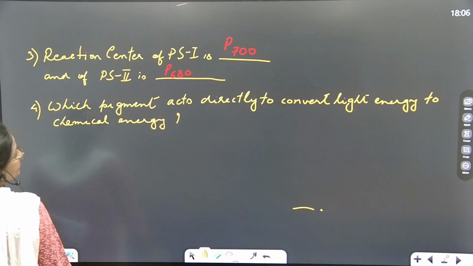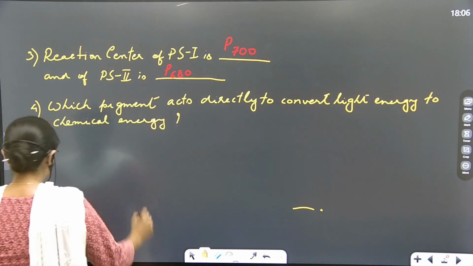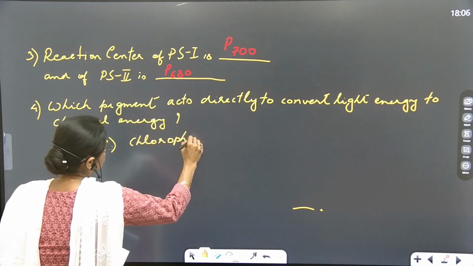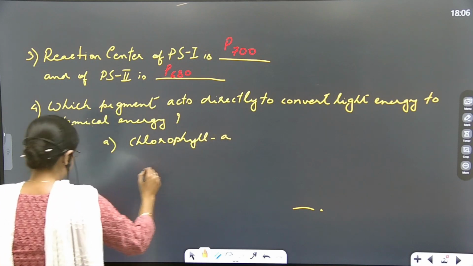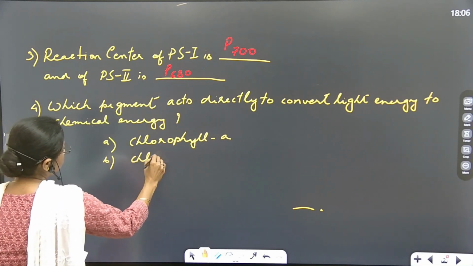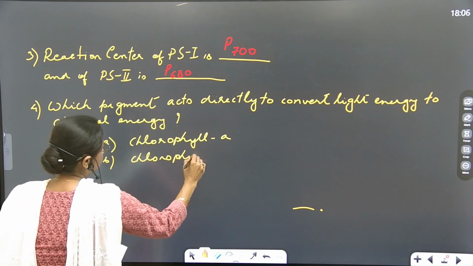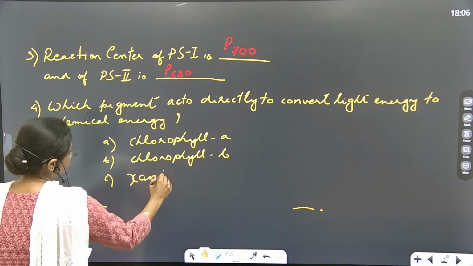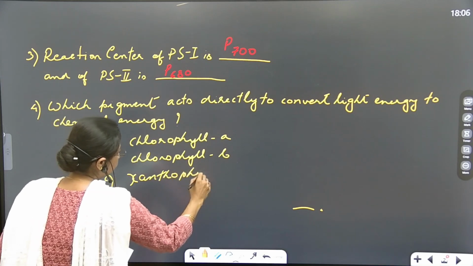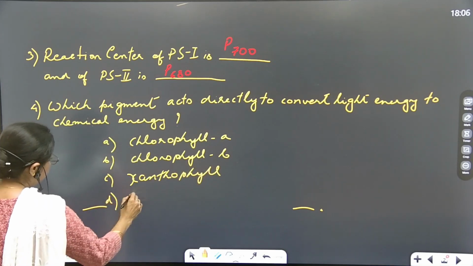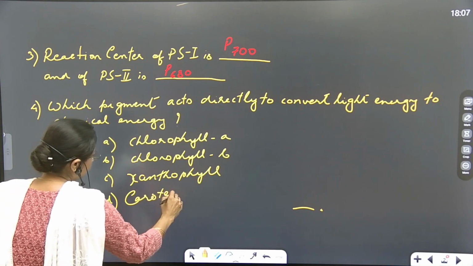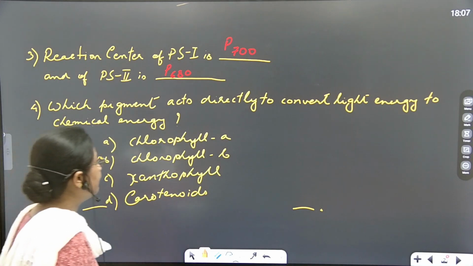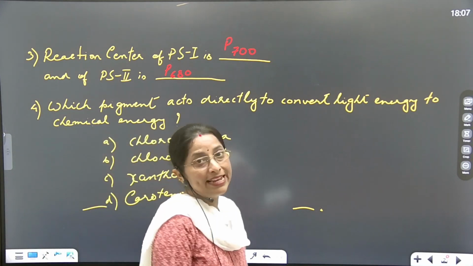Which pigment acts directly to convert light energy to chemical energy? And the options are: A, chlorophyll A; B, chlorophyll B; C, xanthophyll; and D would be carotenoids. Which pigment acts directly to convert light energy to chemical energy?